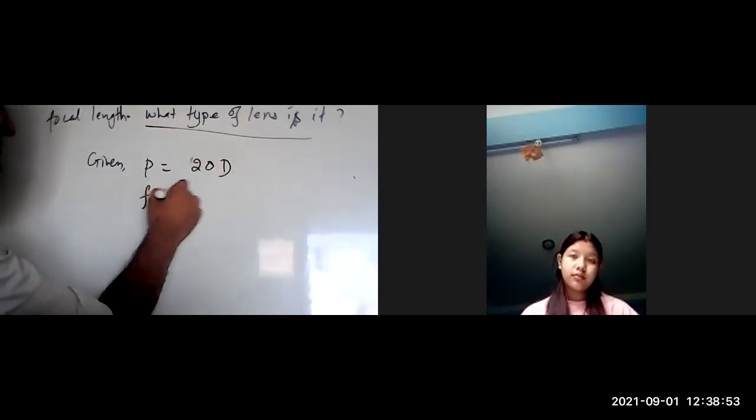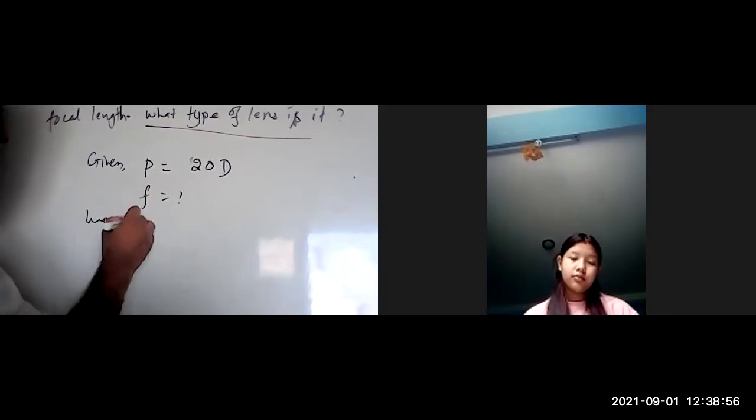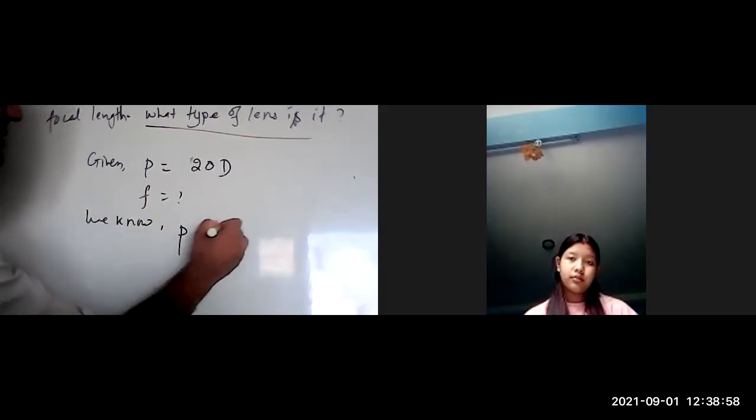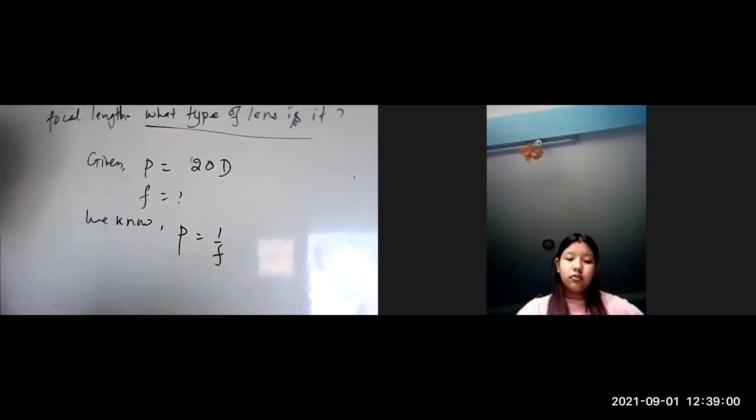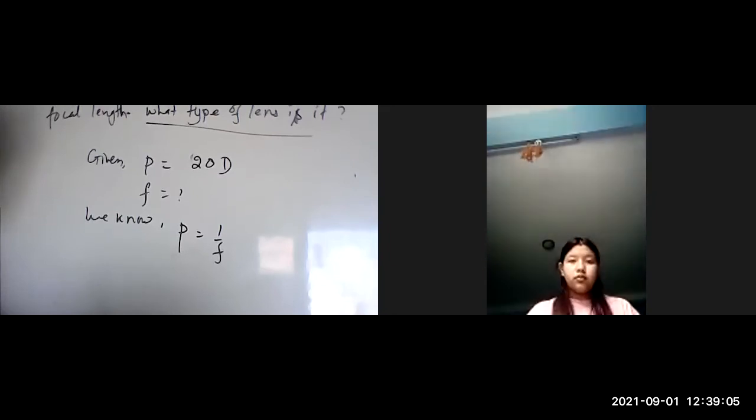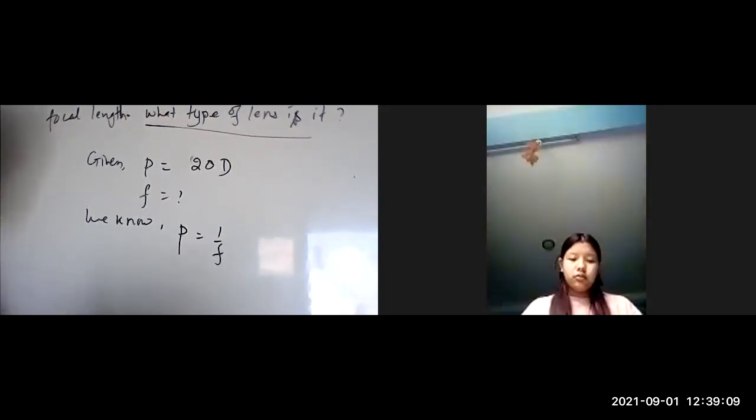Focal length f is equal to what? We know power p is equal to 1 by f. Power p is equal to 1 by f.